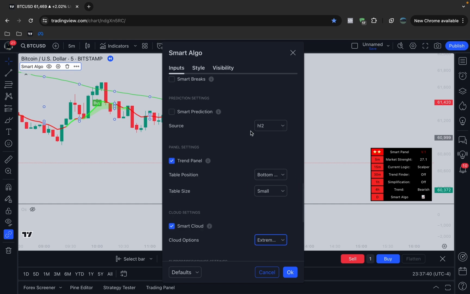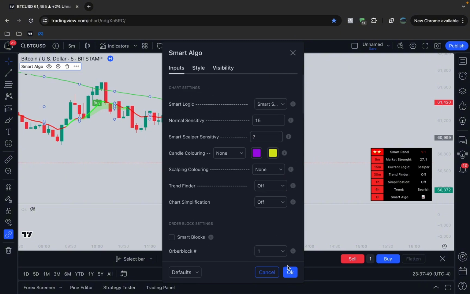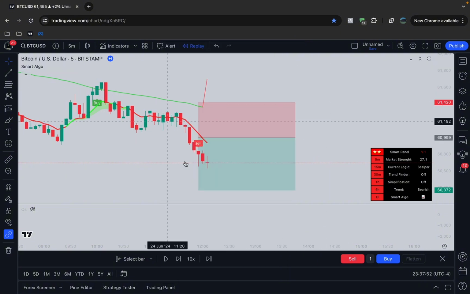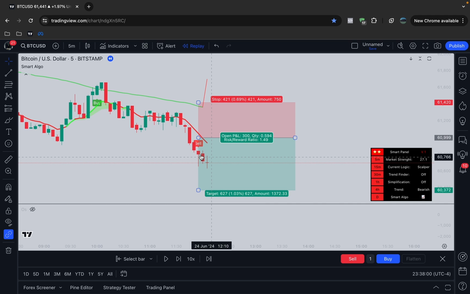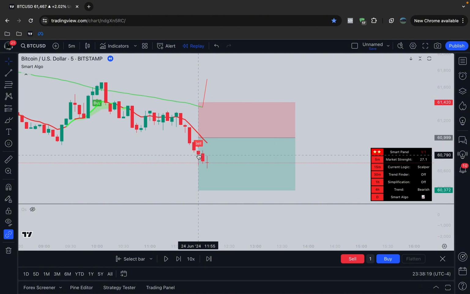So once you have these features activated, you're ready to start trading. Tap OK. And this is what your chart should look like, guys. As you can see right over here, we received our sell signal, and this is where I entered, right over here, guys. So when you get your sell signal, guys, you want to make sure to wait for the candle to fully close before you enter the trade, guys.